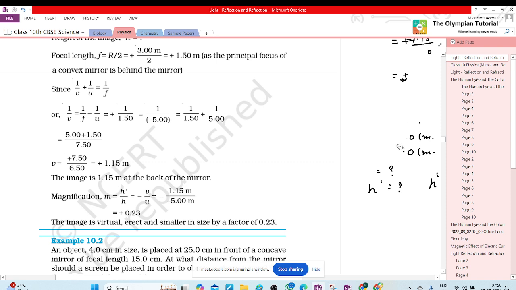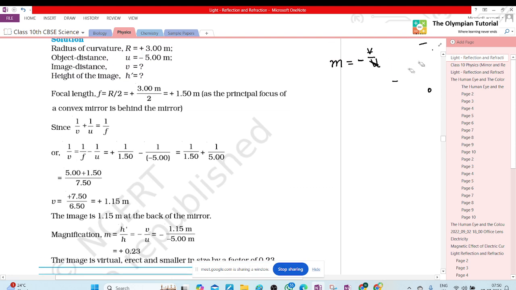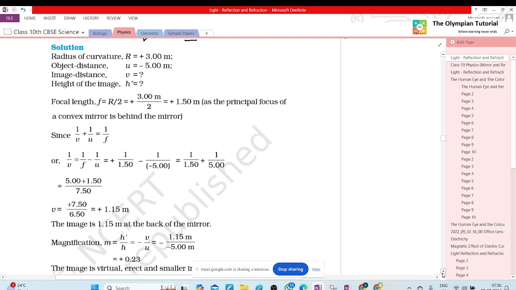Tanya, you have completed the chapter reflection and refraction? Yes, ma'am. Everything is there. Mirrors, lenses, and refraction also. Okay. Tomorrow we'll continue the same thing. Yes.